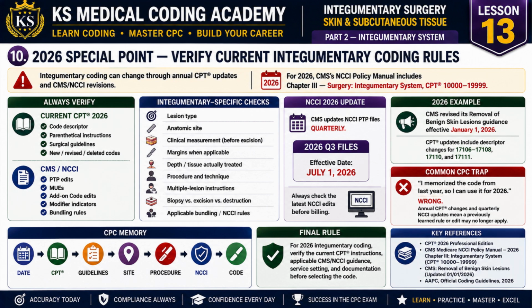Before selecting a code, verify the current CAPTAIN code descriptor, parenthetical instructions, surgical guidelines, and any new, revised, or deleted codes. Then check the applicable CMS and NCCI information, including PTP edits, MUEs, add-on code edits, modifier indicators, and bundling rules. For an integumentary procedure, also confirm the lesion type, anatomic site, clinical measurement, margins when applicable, depth, tissue actually treated, procedure technique, and multiple lesion instructions. Remember that NCCI files are updated periodically. For 2026, always use the current file applicable to the date of service and service setting.